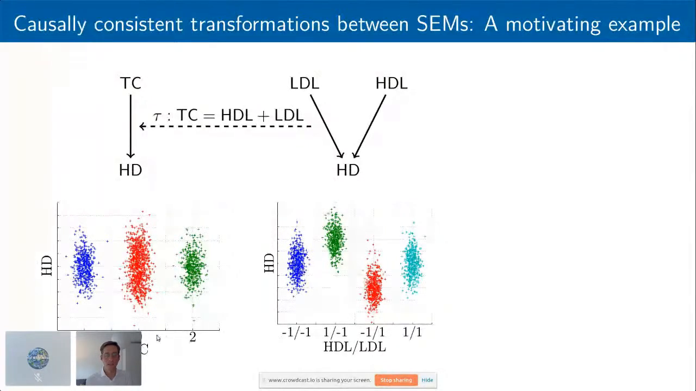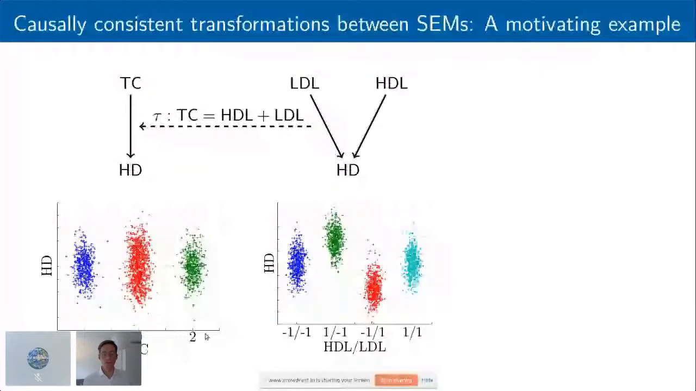So can I set TC to a certain value and get the same distribution over heart disease? And yes, I can either set TC to -2 or to +2 and get the same distribution. However, this is already not very nice because there are two different states on the macro level, two different types of interventions that give me the same effect.